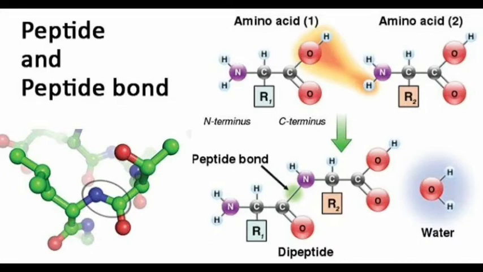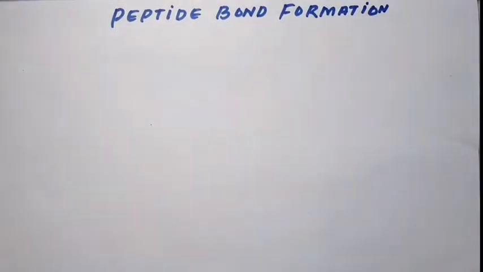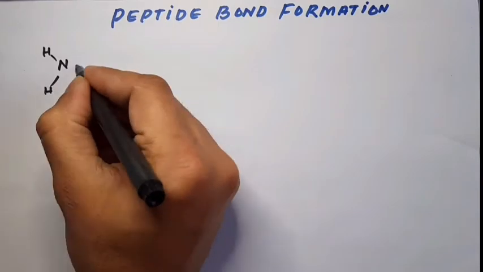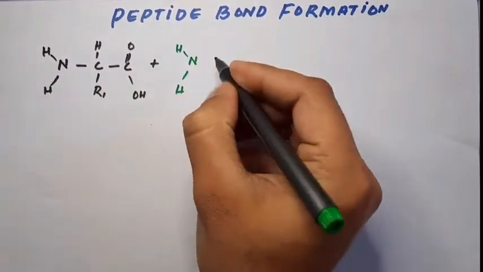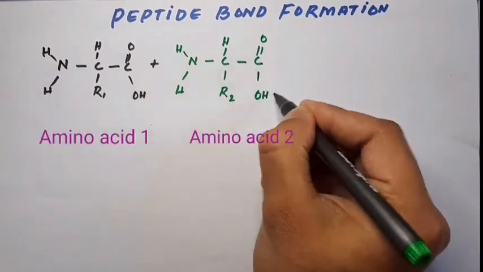Today we are going to talk about the peptide bond, its nature and characteristics. Peptide bond formation. In a protein, amino acids are linked together by peptide bonds. This peptide structure is made up of two amino acids.